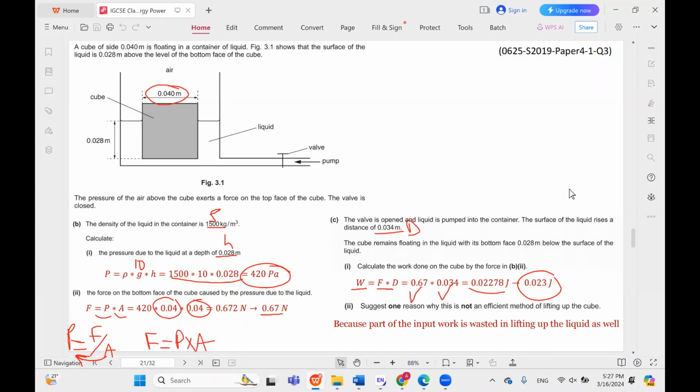Suggest one reason why this is not an efficient method of lifting up the cube. Well, simply because you're also lifting up the liquid. So if you're lifting up the cube, this method involves energy wasted in lifting up the liquid as well. So this makes it inefficient. If your only target is to lift the cube, then you should not be exerting effort to lift the liquid as well.